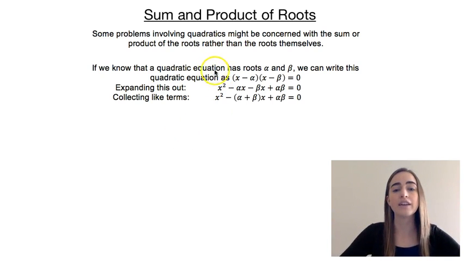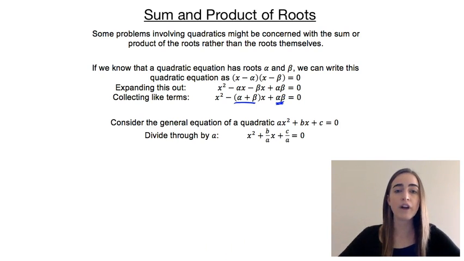So we know that if a quadratic equation has roots of alpha and beta, then we can write that quadratic equation as (x minus alpha)(x minus beta) equals 0. If we expand this out, we end up with x squared minus alpha x minus beta x plus alpha beta. Collecting like terms, we factor out that x: x squared minus (alpha plus beta) x plus alpha beta. So here we have the sum of our roots, and in this bit we've got the product of our roots. But we want to know how that helps us.